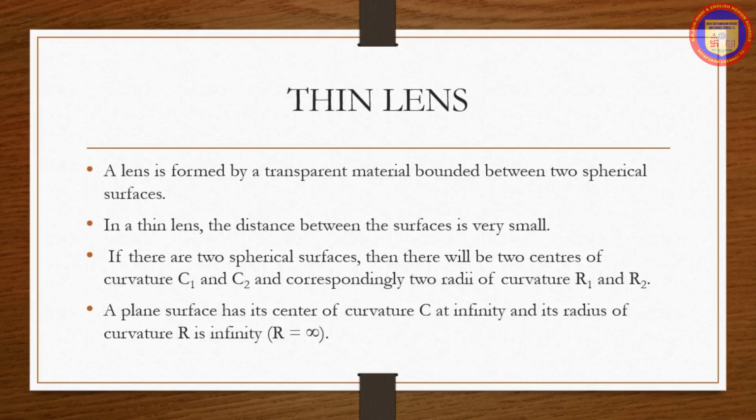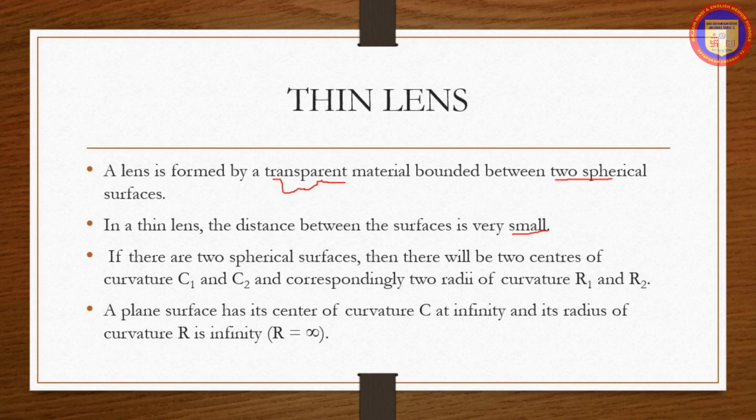We have already studied the refraction at a plane surface. Refraction also takes place at a spherical surface between two transparent media. The law of refraction holds good at every point on the spherical surface. Today we are going to learn about the thin lens. A lens is formed by a transparent material bounded between two spherical surfaces. In a thin lens, the distance between the surfaces is very small.